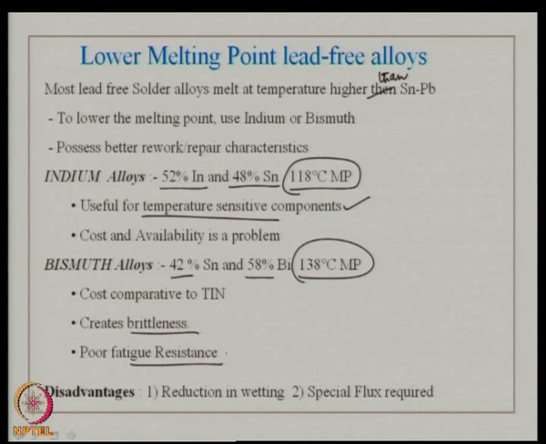So, we will continue with the lead free alloys and then move into green electronics. We will discuss some of the issues that are affecting the electronics industry globally in terms of material choices for green products.